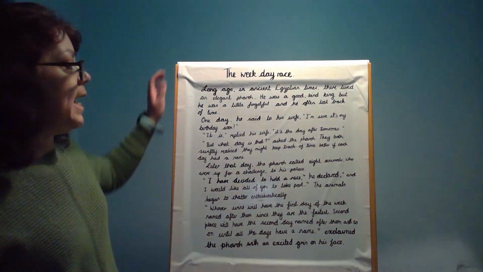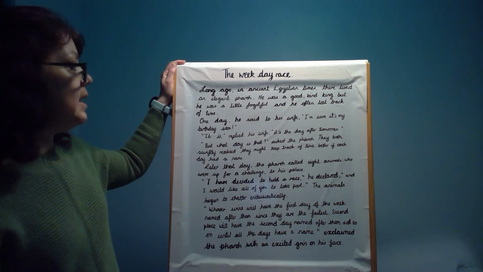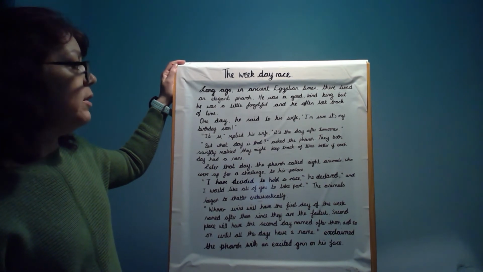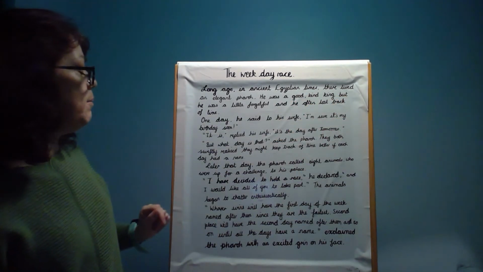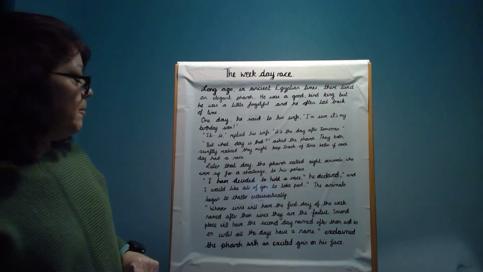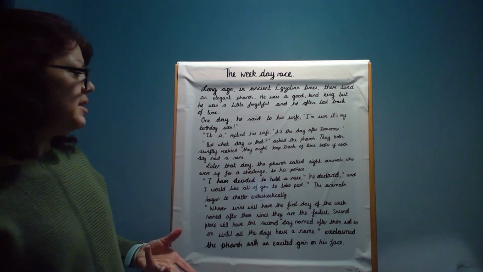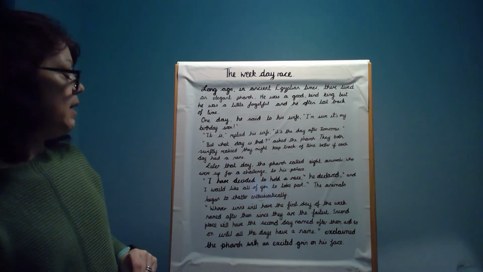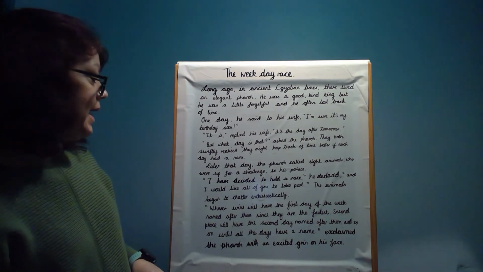So long ago, in ancient Egyptian times, there lived an elegant pharaoh. He was a good, kind king, but he was a little forgetful, and he often lost track of time. So I've managed to get my compound sentence in there using but. One day he said to his wife, "I'm sure it's my birthday soon." "It is," replied his wife. "It's the day after tomorrow." "But what day is that?" asked the pharaoh. They both swiftly realised they might keep track of time better if each day had a name.